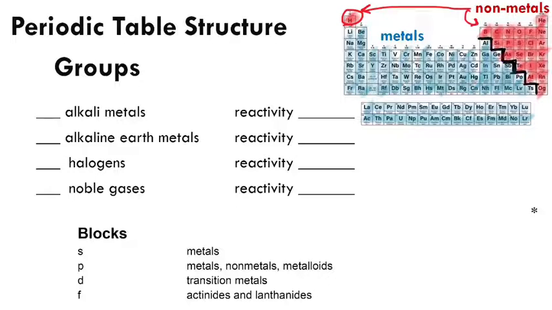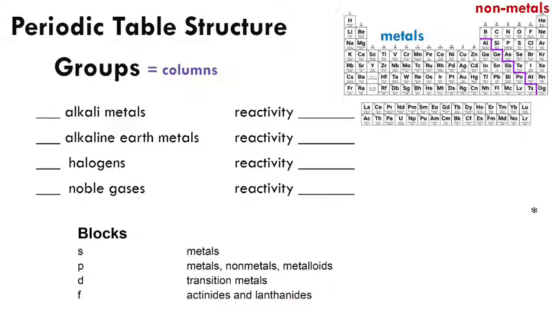We do have some special groups of these metals and nonmetals that we're going to talk about, but it's important that you can always look at the periodic table. It's going to become more and more important in this class that you can find these metals and these nonmetals. The next thing I want you to write in here is that when we talk about groups, we mean the columns of the periodic table. So go ahead and write that there.